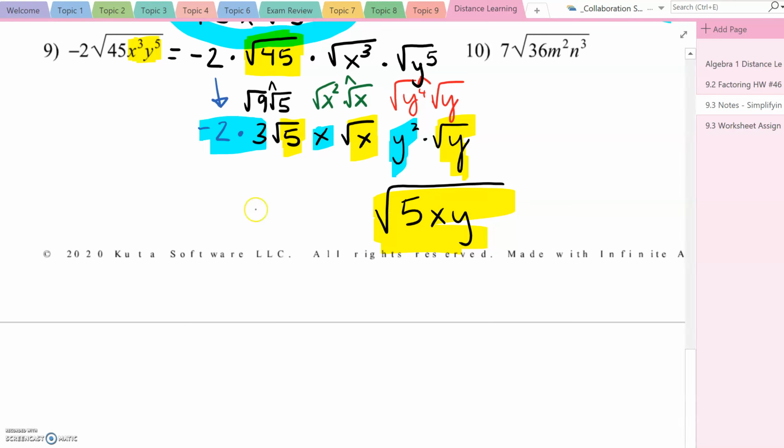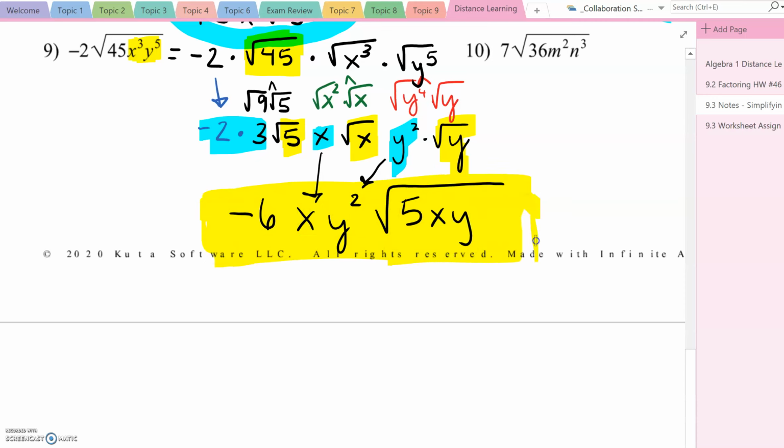So -2 times 3 is -6. Then I have that x and that y squared. So our final answer, -6xy squared times the square root of 5xy is our simplified version in number 9.